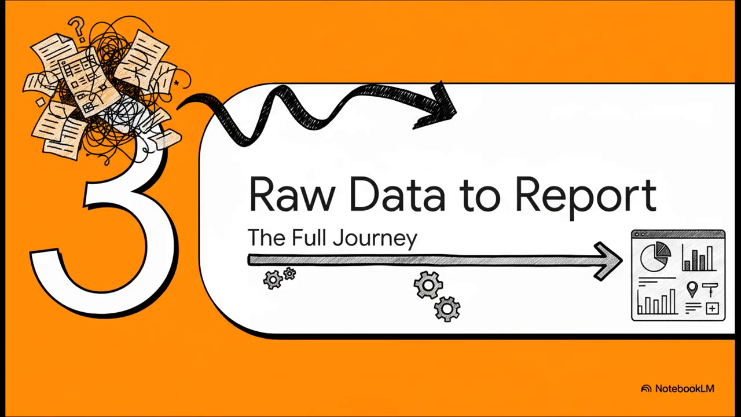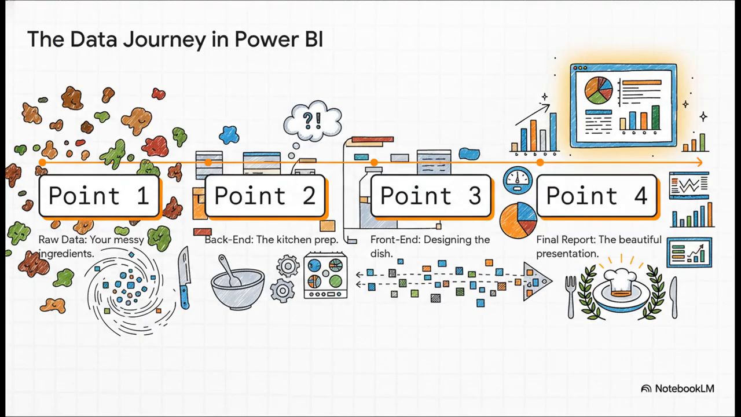So we've seen these two separate worlds. Let's put it all together now and just walk through the entire journey your data takes, from a messy file all the way to a polished interactive report. This timeline just lays it all out so clearly. You start with your raw data, your messy ingredients. That gets sent to the back end, the kitchen, for all the prep work. Once it's clean, it moves to the front end, where you design the final dish. And the result? A beautiful, insightful report that's ready to be served.